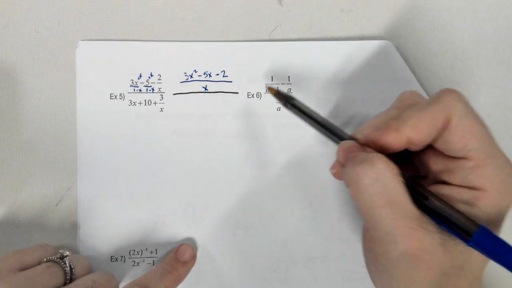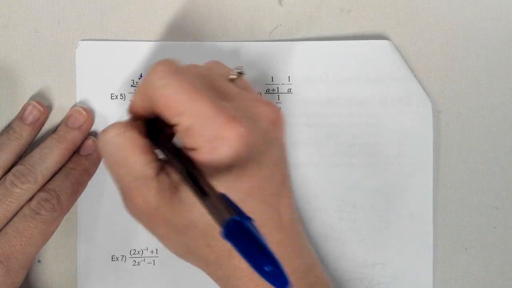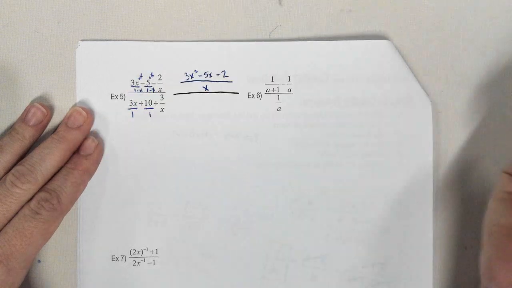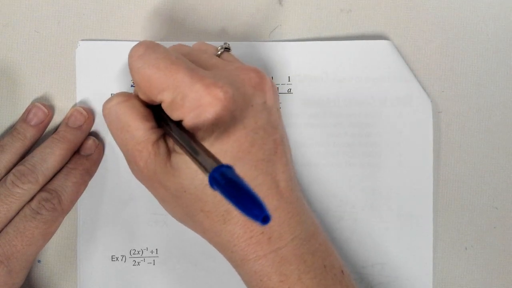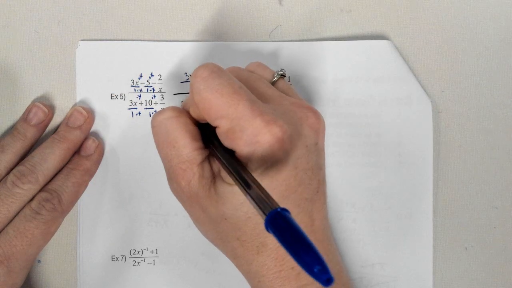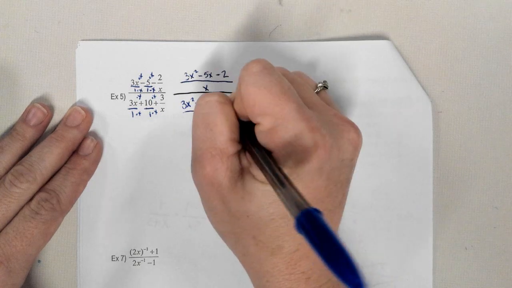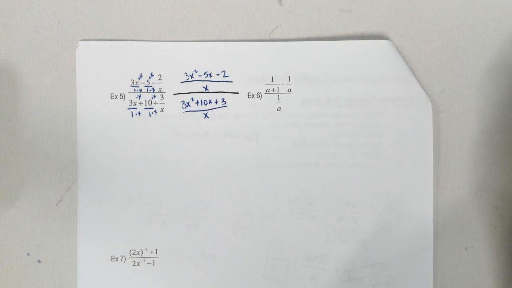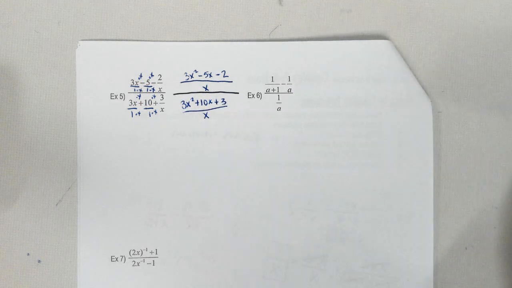So the black line represents my middle fraction line. The nice thing is this one's very, very similar. So again, times x, and we get 3x squared plus 10x plus 3 all over x. Any questions with what I've done so far?